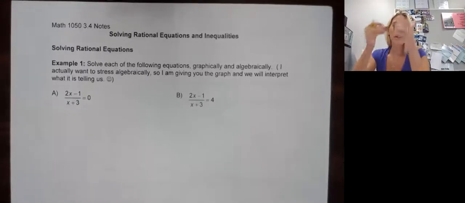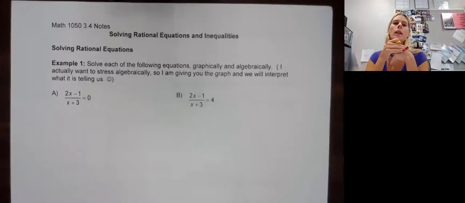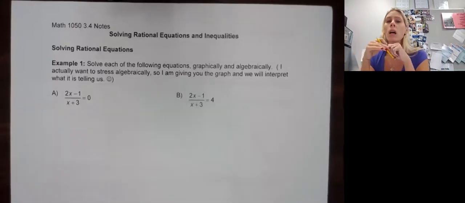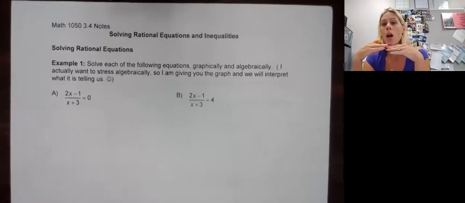All right, guys, the last part of chapter 3 here is solving rational equations and inequalities. So, first one here, we're going to solve each of the equations graphically and algebraically. Graphically, you'll see that we're going to be able to actually get straight to our answer because we're looking at what makes the statement true. But you really want to look at the algebra part because that's the tricky part.